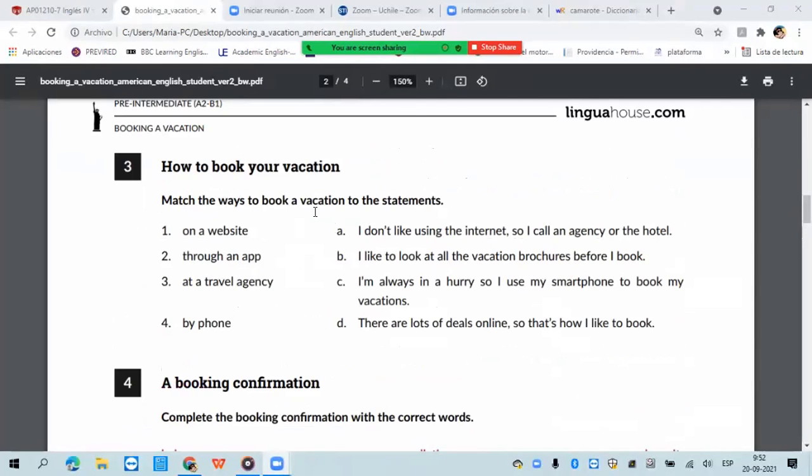Here we have some vocabulary related to the way you can book a vacation. Different ways: on a website, through an app, at a travel agency, by phone. Match the ways to book a vacation and then the statements.